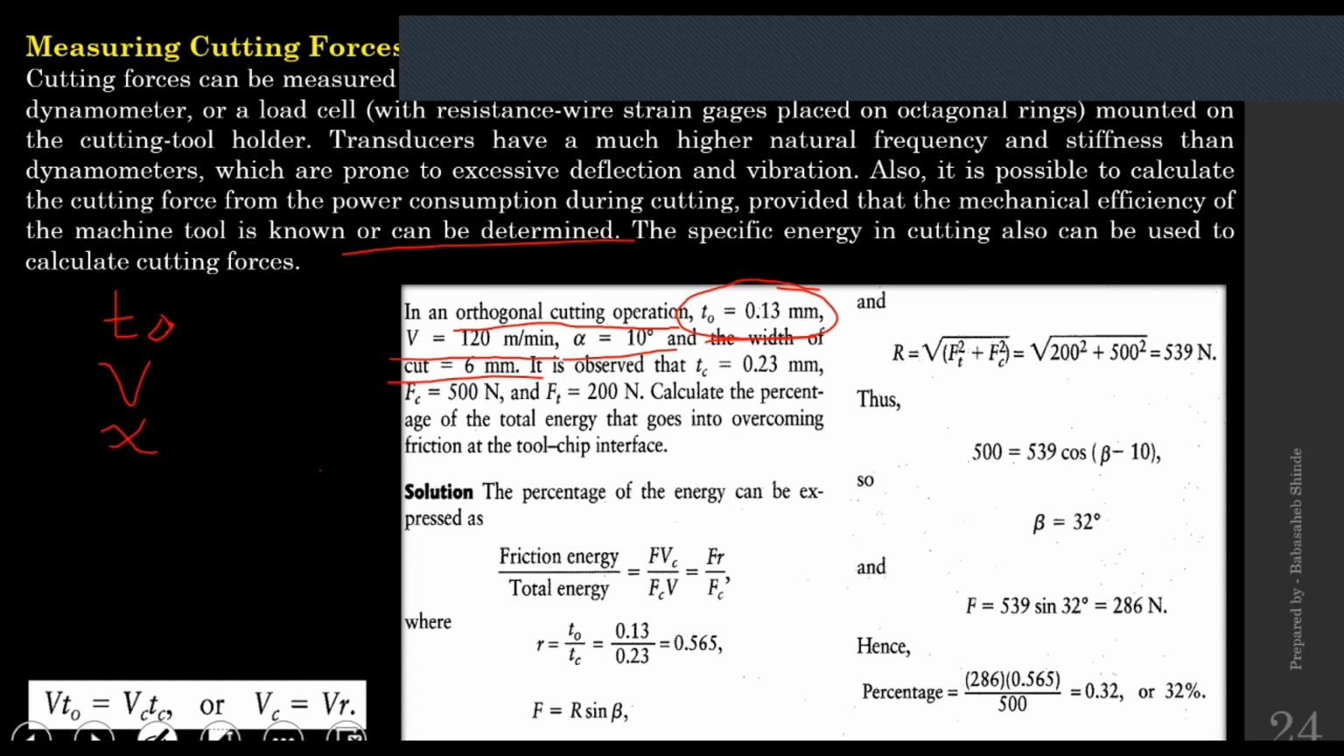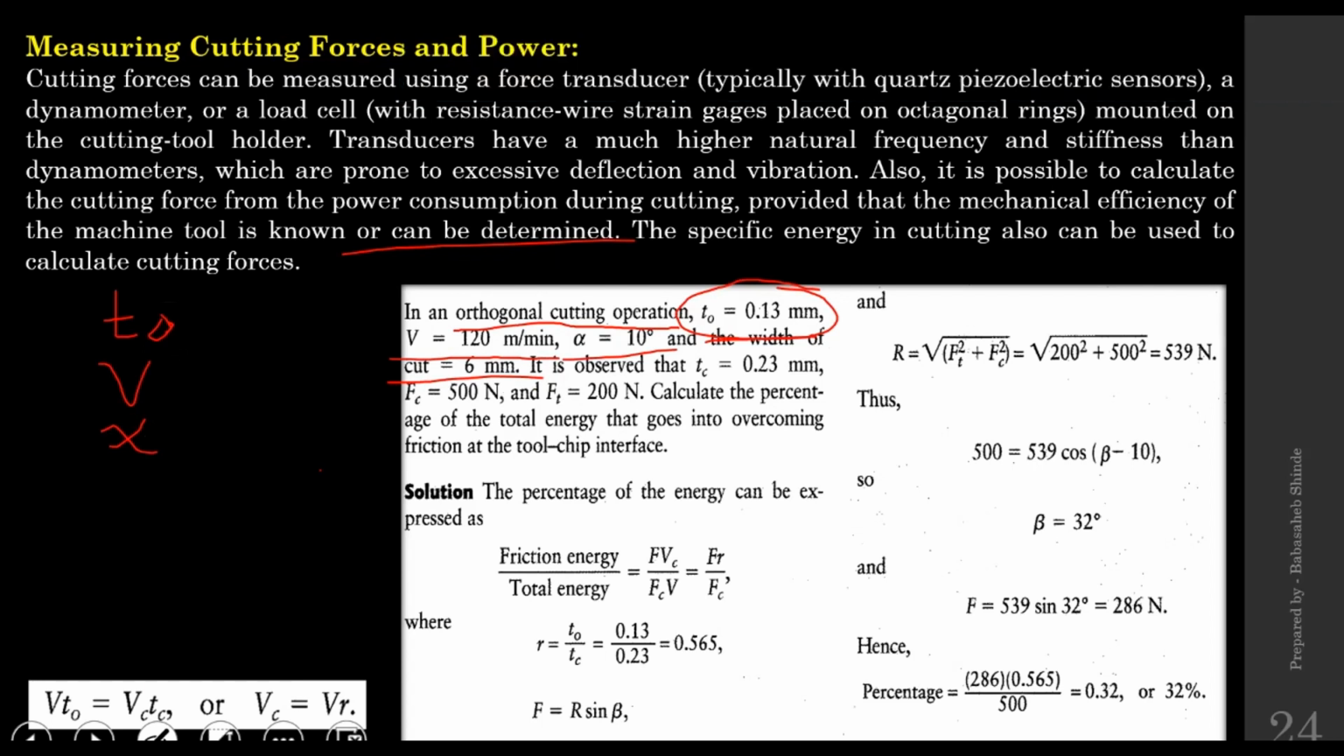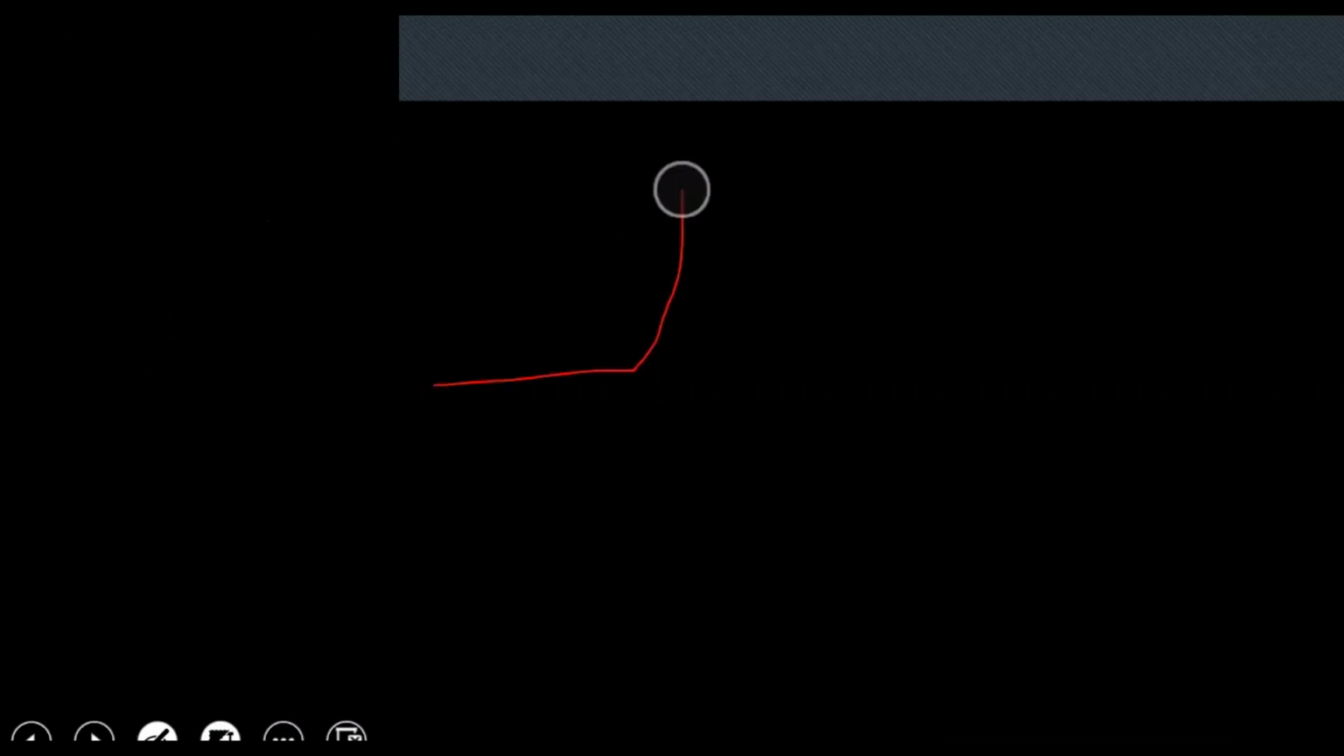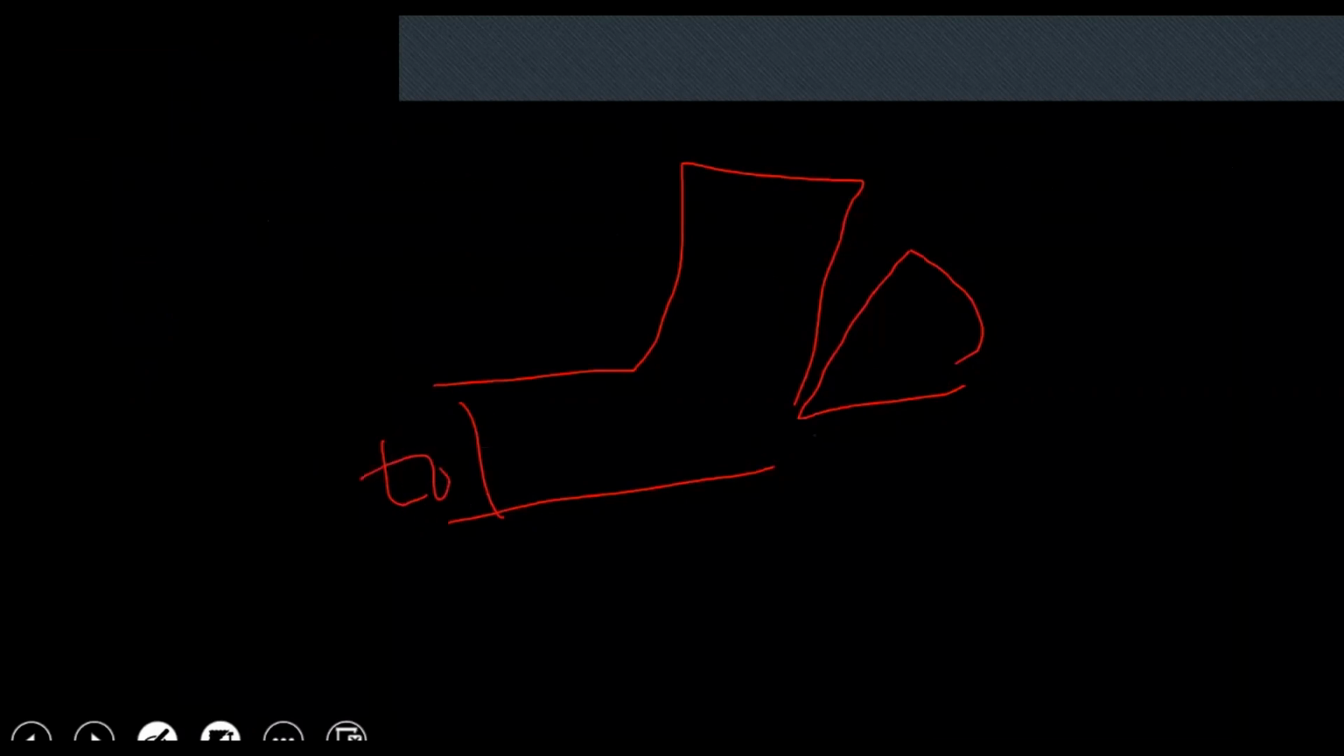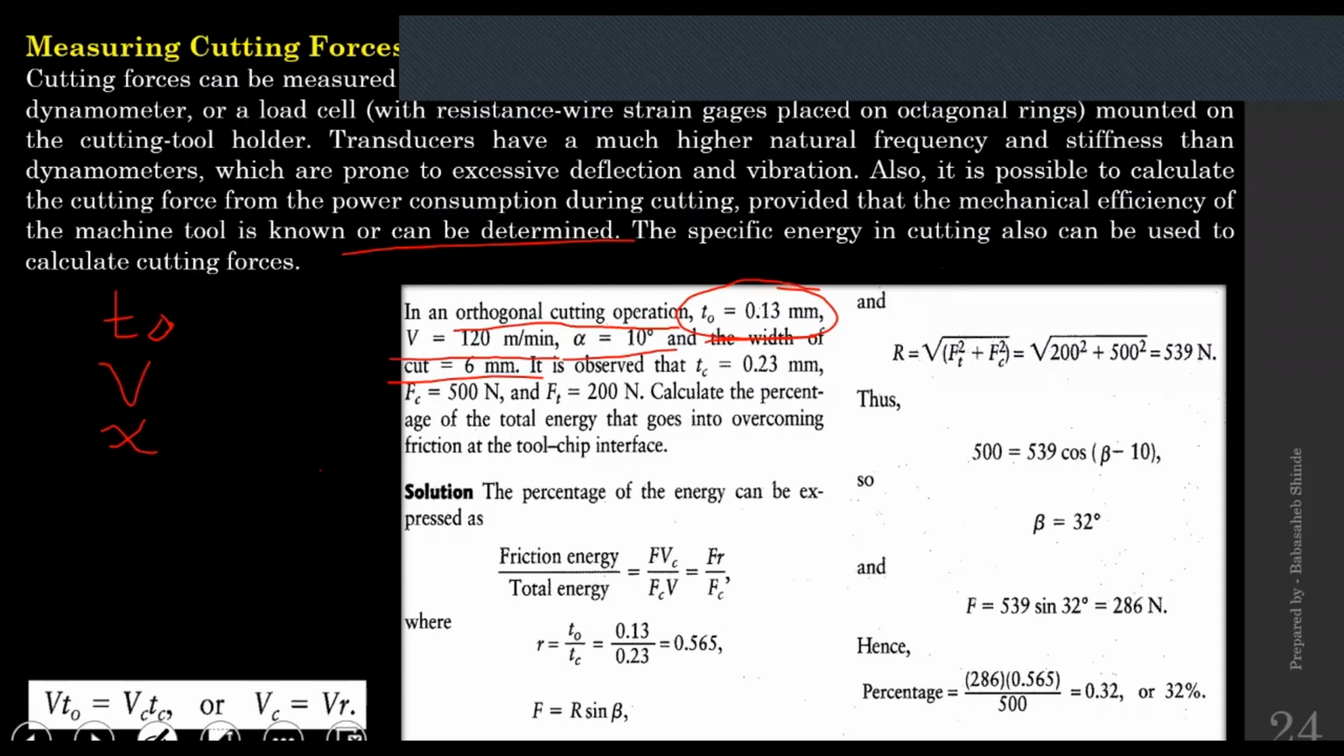Now you should not get confused when it comes to this width of cut. Width of cut is something different. What is that width of cut? When chip forms, this is cutting tool. This is a depth of cut, and this chip is going to have certain width. That is nothing but the width of cut. So that width of cut is given 6 millimeter.